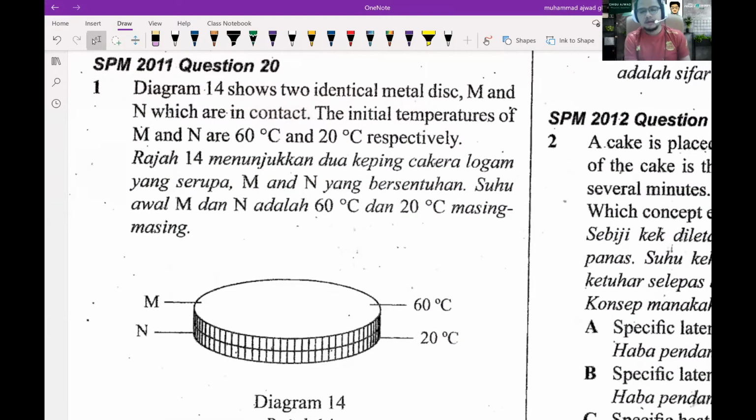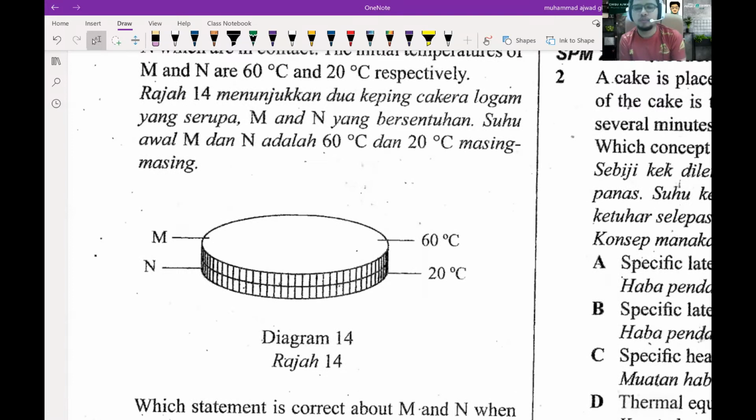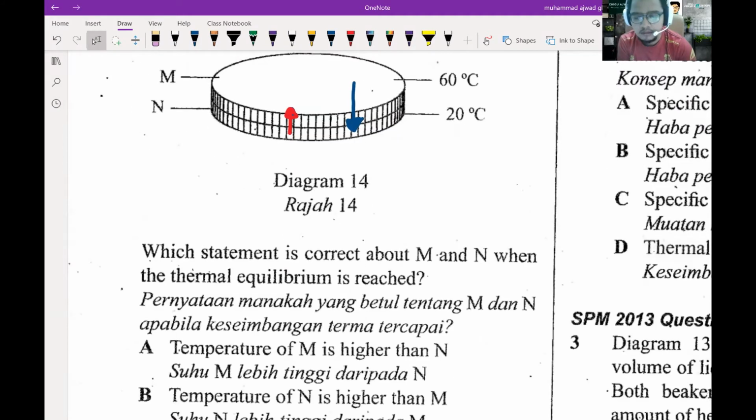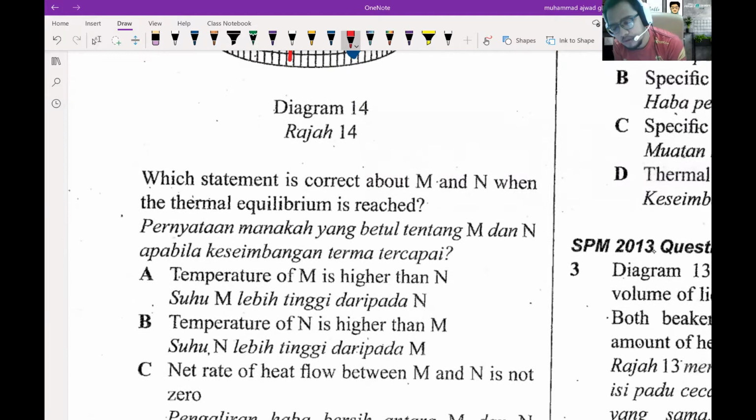Diagram 2 shows identical metal discs M and N in contact. Initial temperatures are 60 and 20. Okay, so satu panas, satu sejuk. So basically, yang panas akan transfer more heat. Sejuk akan transfer but less heat, because this is only 20 degrees. Yang biru tu transfer more heat. Okay, which statement is correct about M and N? Dia akan fokus kepada thermal equilibrium. Okay, cari je 3 perkara tu.